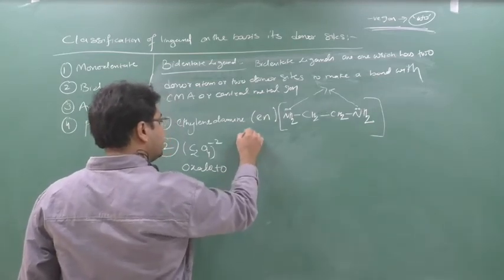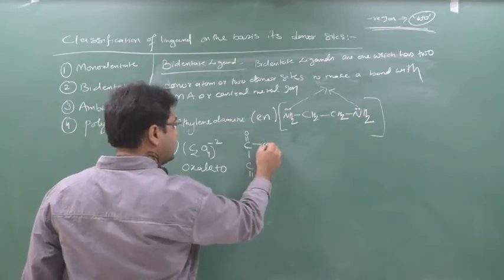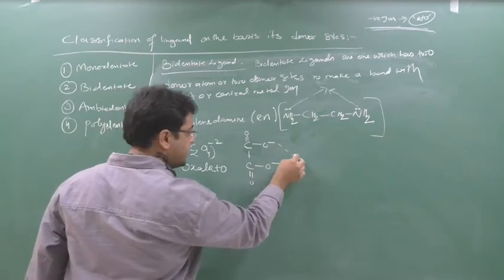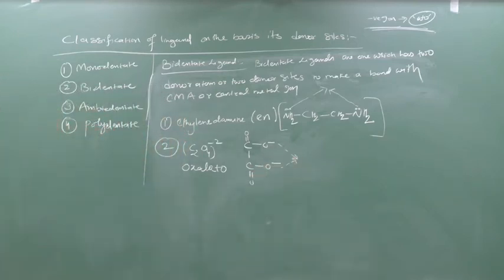See, here double bond O, here double bond O, and here O minus, and here O minus. See the donor side. This is one donor side, this is another donor side. So there are two donor sides, so they are bidentate ligand.